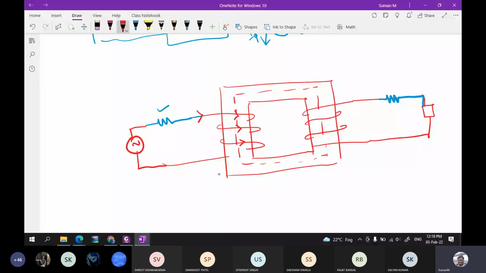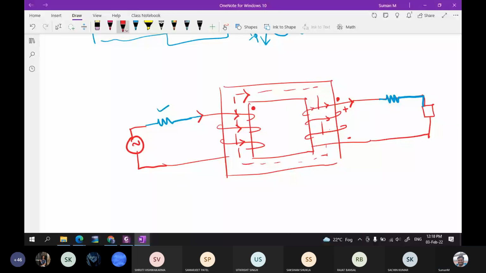Now I'm mentioning the dot polarity here. That dot represents that here I'm going to get the positive polarity, and here I'm going to get the negative polarity. So the current is coming out of the positive polarity for the secondary side. The current is coming into the dot terminal for the primary side. Now there is going to be current that is going to flow through this path, in this direction.